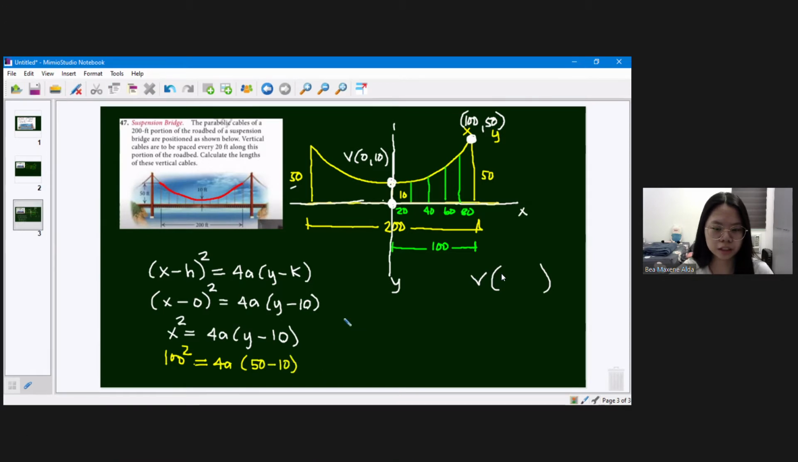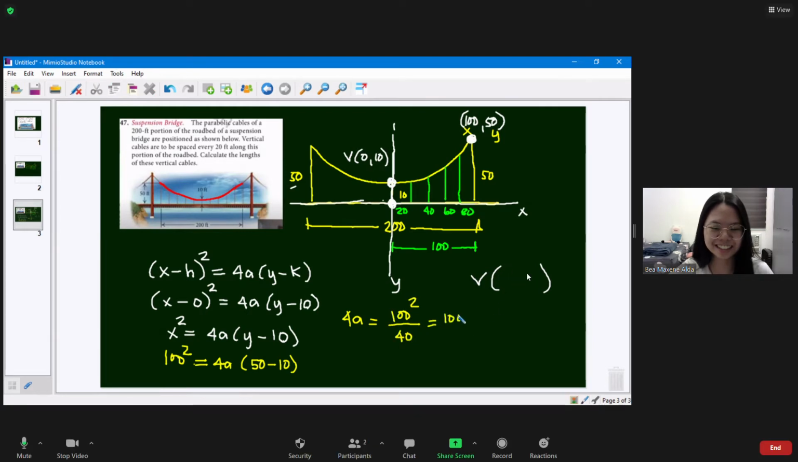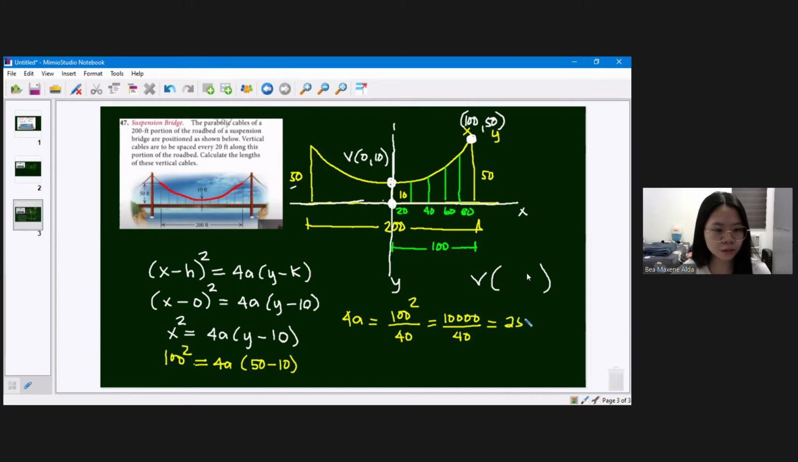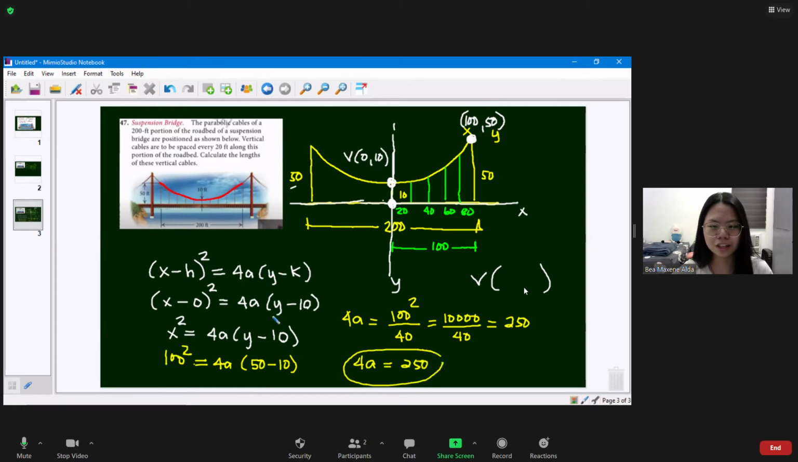So, simplify natin dito sa kabila. Yan, magiging 4a is equal to 10,000. Okay, 10,000 over 40, which is 4a is equal to 250. Yay! So may 4a na tayo. Ibig sabihin, may equation na tayo ng parabola. Sige. So, wala tayo sa next page.